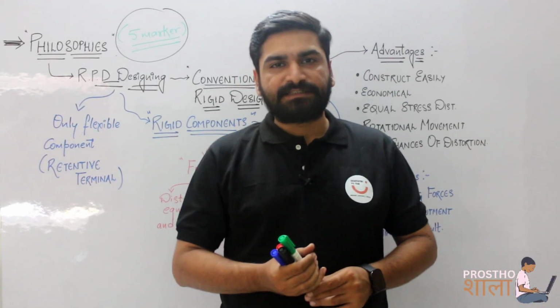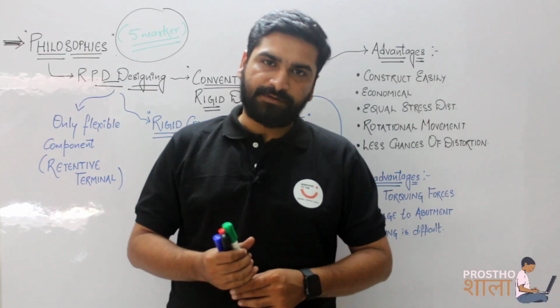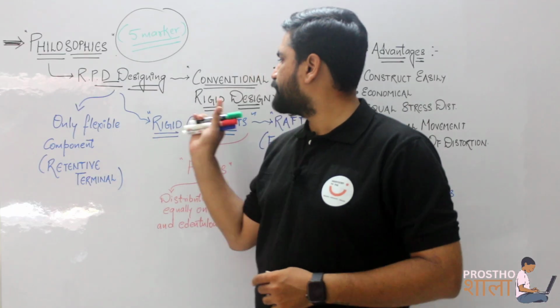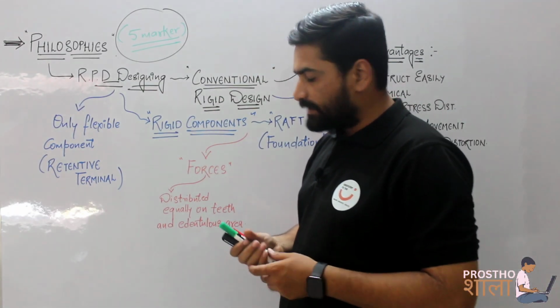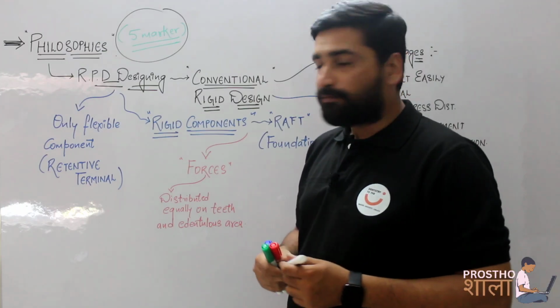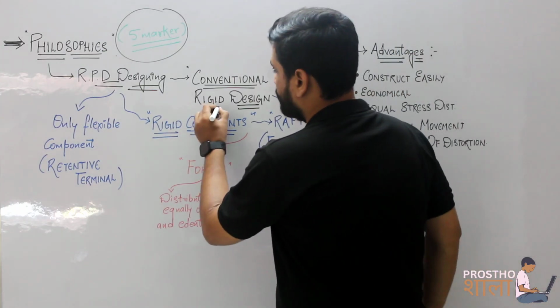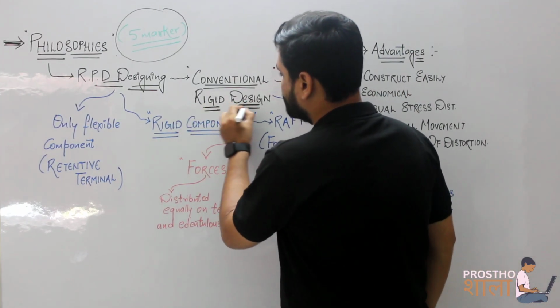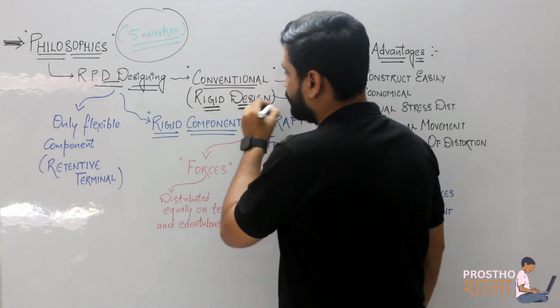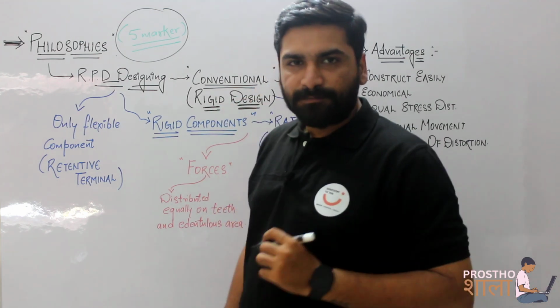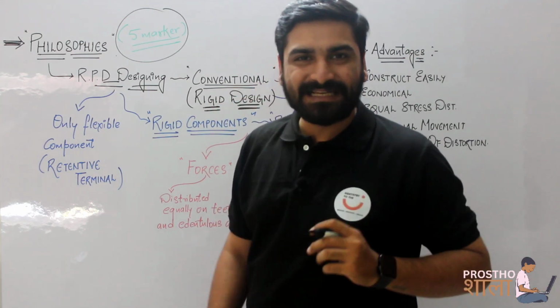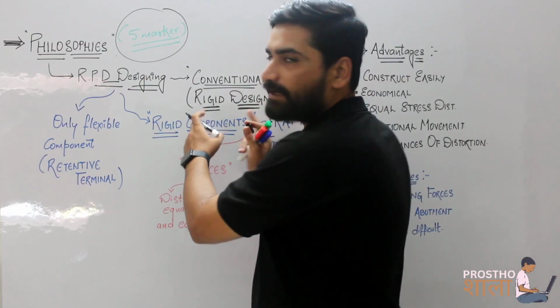So now, first in the philosophies of RPD designing, the conventional rigid design. When I am talking about conventional rigid design, the name itself says that the design components of the removable partial denture, or to be precise, the cast partial denture, are rigid.